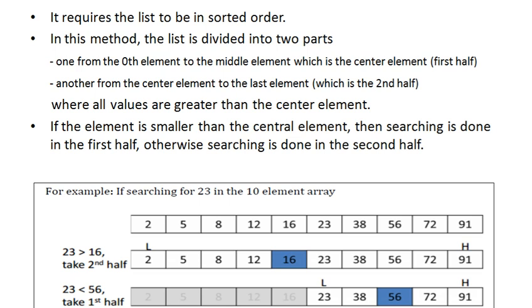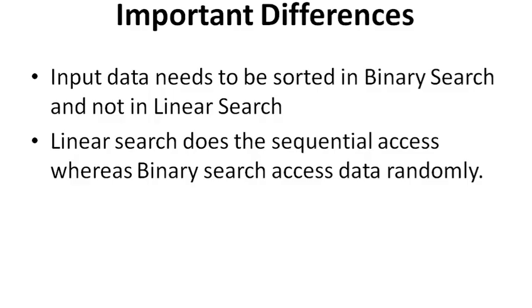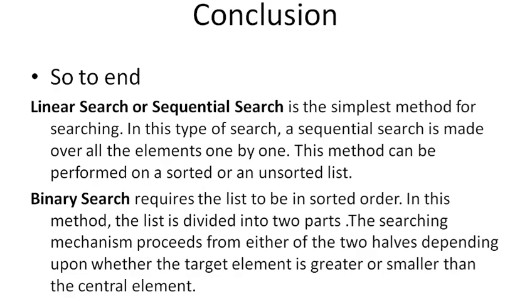The important difference between both the searches is, in linear search, the input data or the array need not be sorted. It can be a sorted or unsorted array, whereas in binary search, the input data needs to be sorted. The second difference is linear search does sequential access, that is, it goes one by one, whereas binary search accesses data randomly. So with this, we have come to the end of our recap.